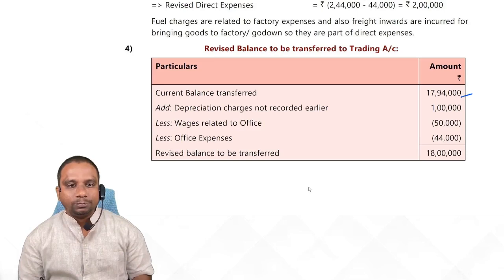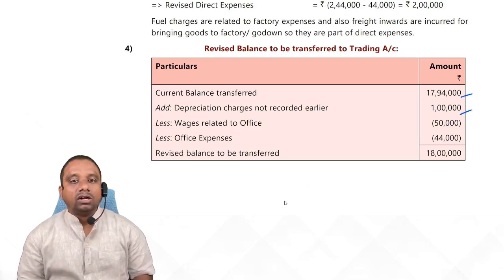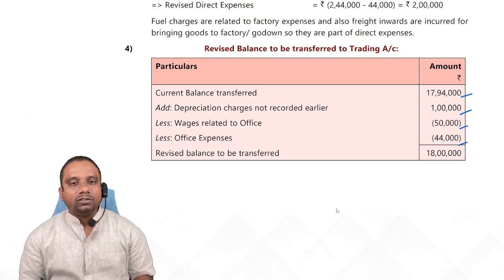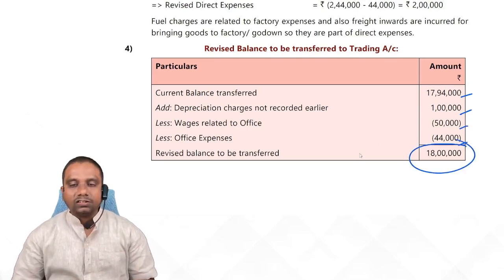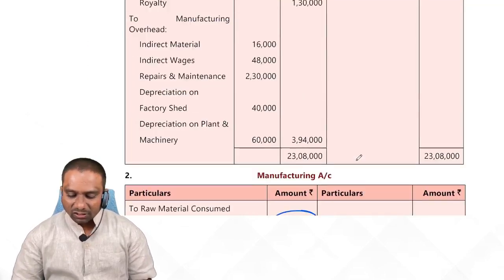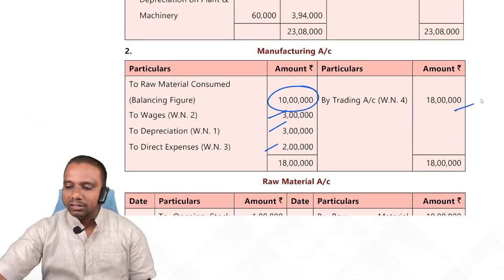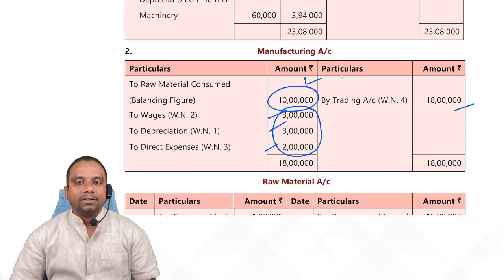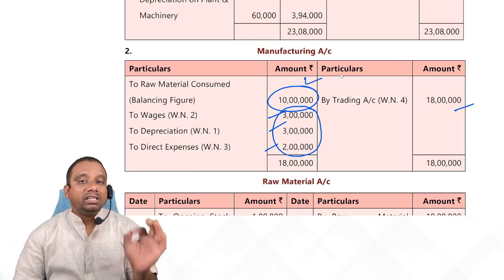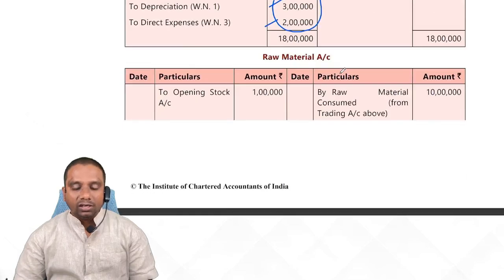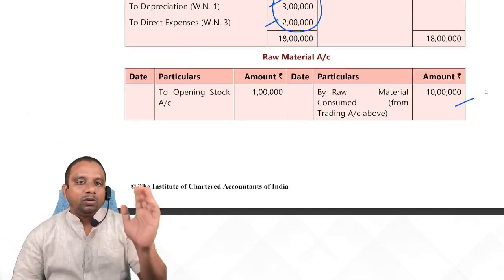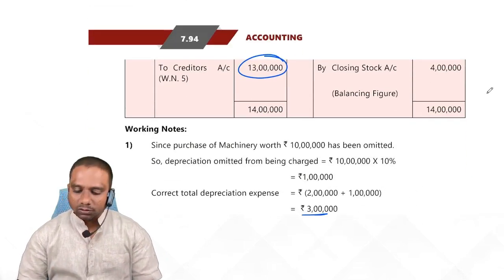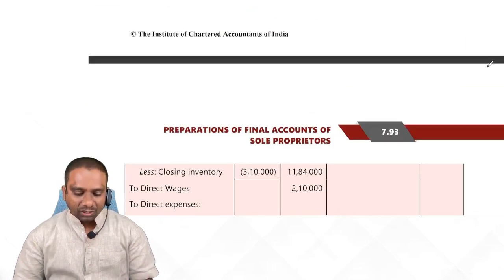17 lakh 94,000. Depreciation increases, so our cost also increases. Wages decrease, so our cost decreases. Expenses also decrease, so our cost decreases. What is the revised cost? 18 lakh. Now, 18 lakh credit minus 3 lakh, 3 lakh, 2 lakh debit. The difference is 10 lakh, and this 10 lakh is the raw material consumed during the year. Go to the raw material account, credit side raw material consumed. Debit 1 lakh plus 13 lakh, credit 10 lakhs. The difference is 4 lakhs, closing stock. This is this problem. Next one.